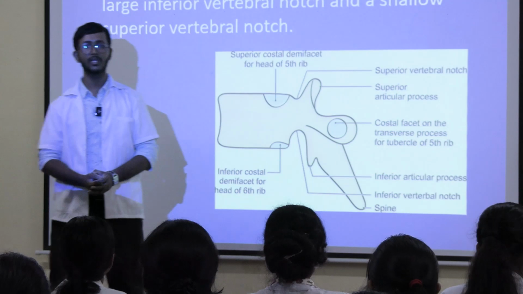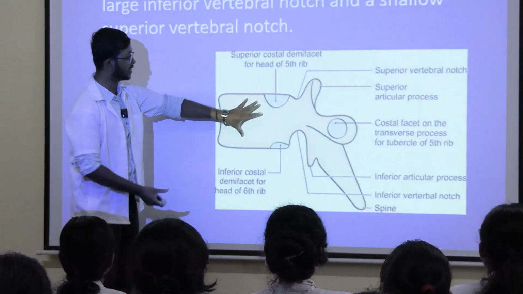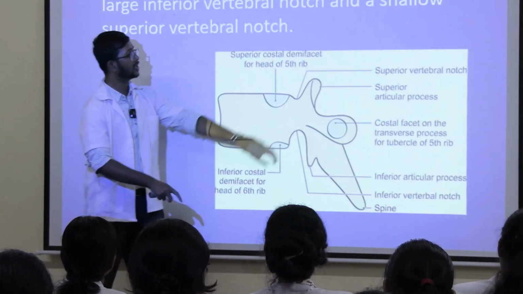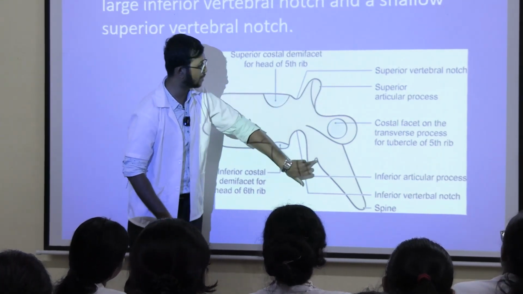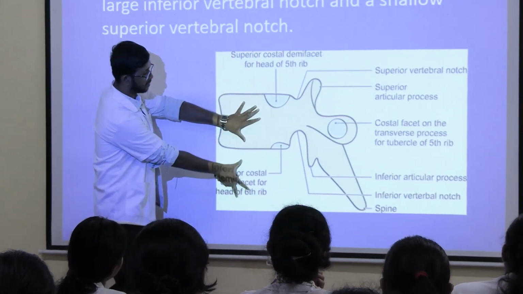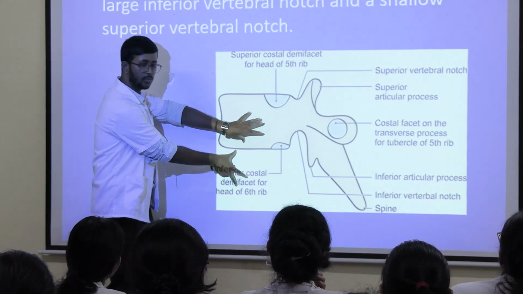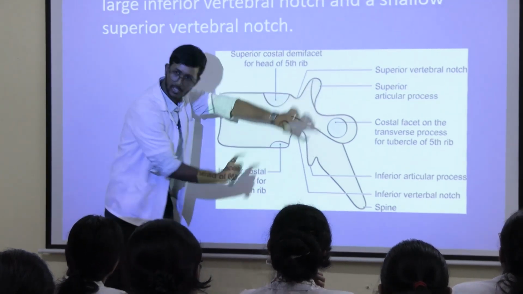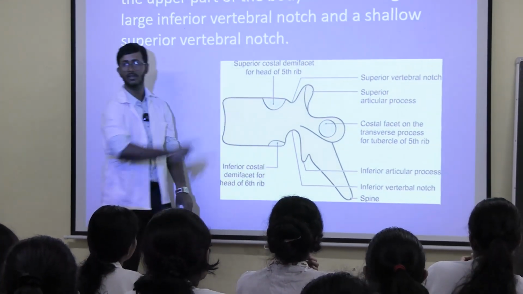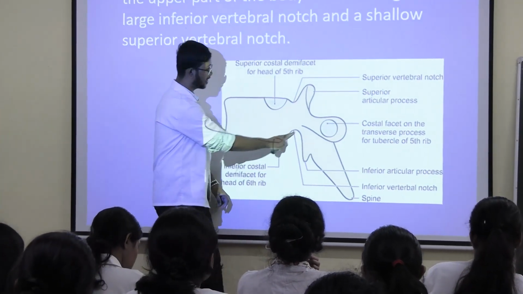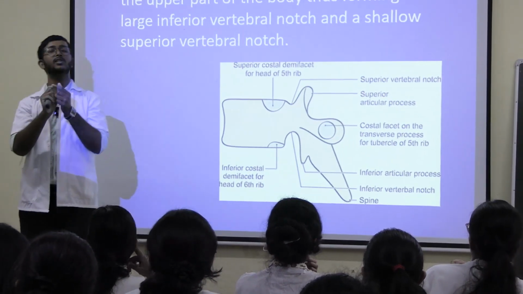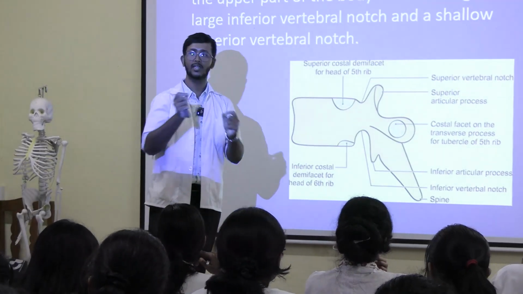Why is this notch important? When two vertebrae get articulated with one another using the superior and inferior articular processes, these notches turn into a foramen, right? These notches turn into a foramen. Through this foramen, the dorsal and ventral rami of the spinal nerves come out.